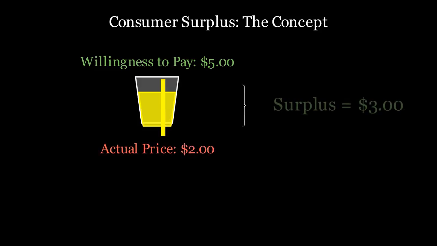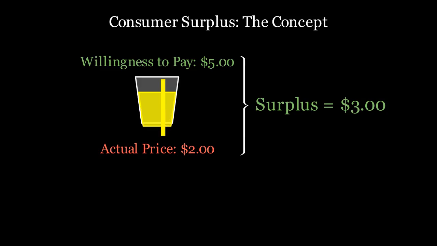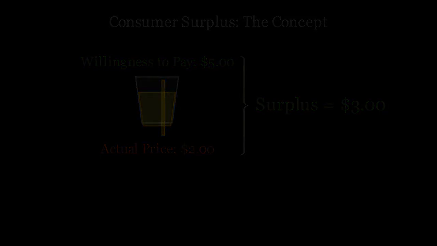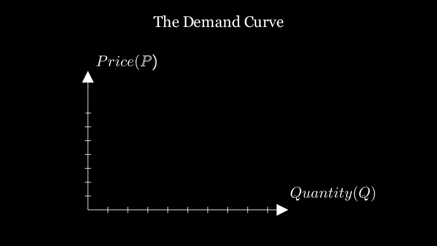Imagine you are walking down the street on a hot day and you see a stand selling cold lemonade. You are so thirsty that you'd be willing to pay $5 for a glass. However, the price on the sign says only $2. That $3 difference, the gap between what you were willing to pay and what you actually paid, is the essence of consumer surplus. To understand this mathematically, we first need to revisit the demand curve.